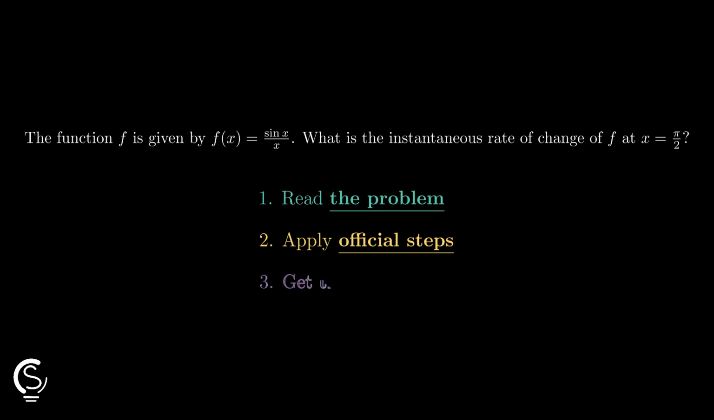Instantaneous rate of change means derivative. Take f of x equals sine x over x, then evaluate at pi over 2.